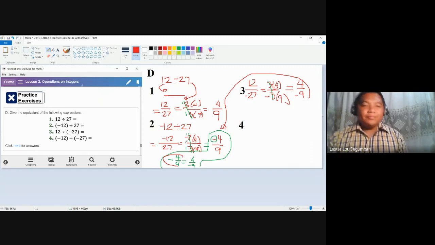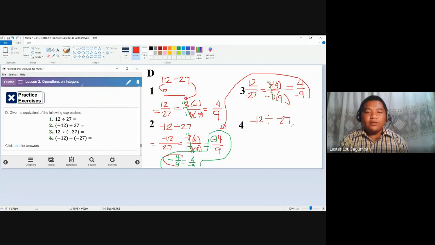And finally, we have the last item, negative 12 divided by negative 27. The rules of signs for division of integers follow the rules of signs for multiplication of integers, wherein if we multiply two numbers of the same sign, the answer is positive. If we multiply two numbers of different signs, the answer is negative. Because division is the reverse operation of multiplication, we use the same concept.